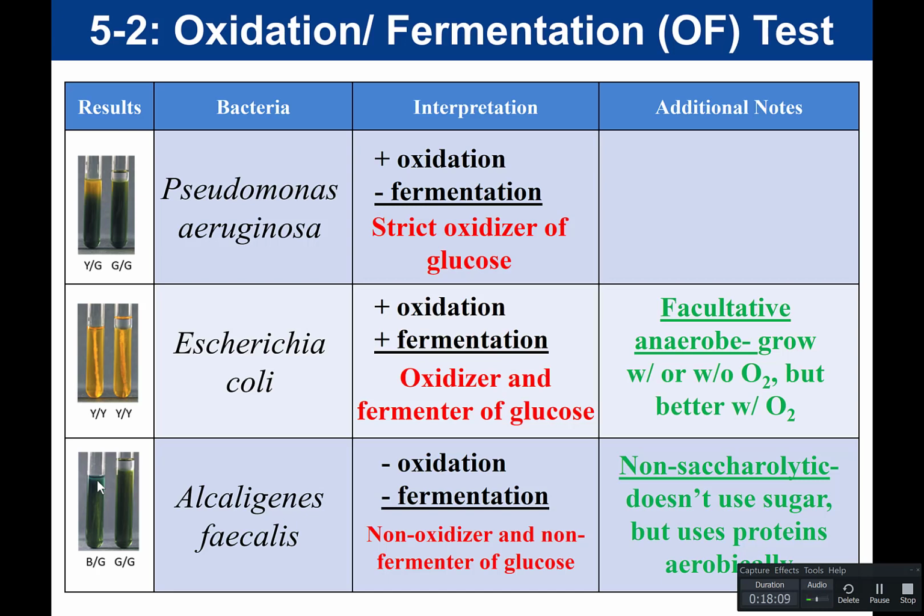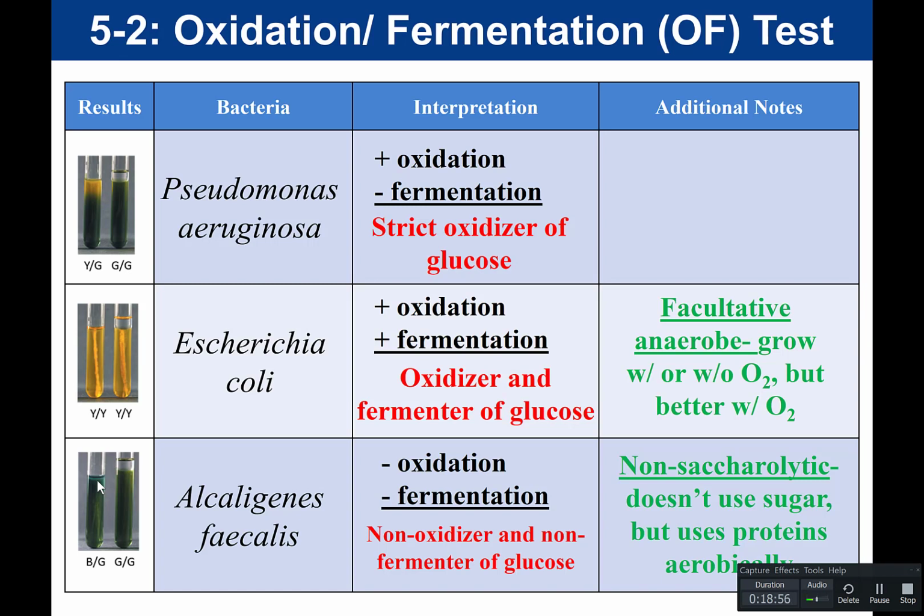And so this would be our result of our OF test. So again, what you're looking for in this test is yellow. If you see yellow, that means that the pH is acidic, and the pH becomes acidic when the sugar is being used. So in the case of Pseudomonas, it's only yellow in the aerobic tube. So this is positive for only oxidation and negative for fermentation. Again, it's a strict oxidizer of glucose. For E. coli, it's yellow throughout in both tubes, positive for oxidation, positive for fermentation. Bacteria can both oxidize and or ferment the glucose.